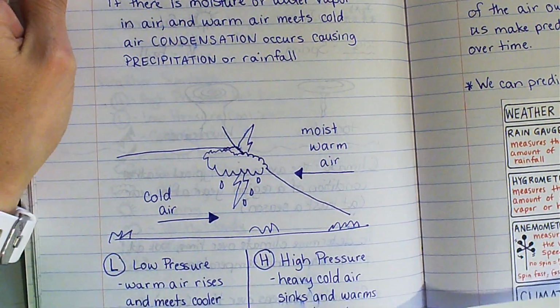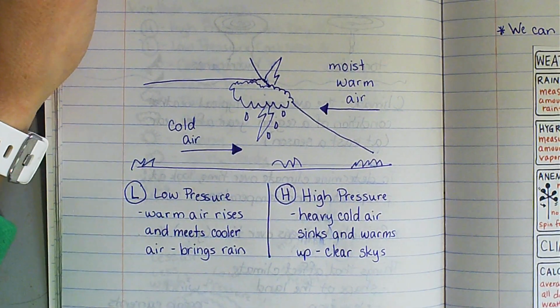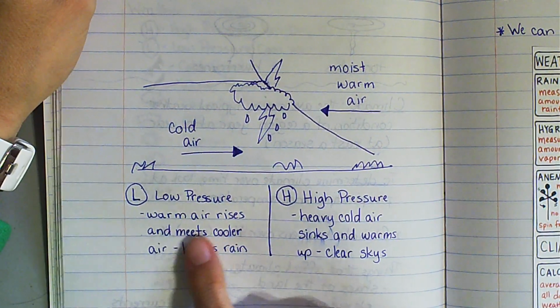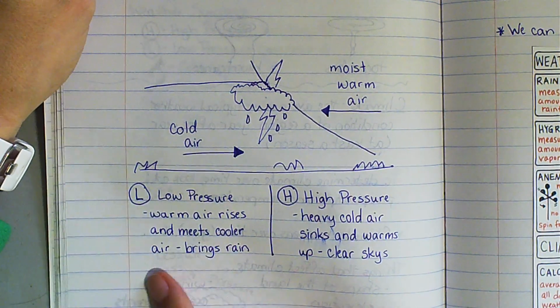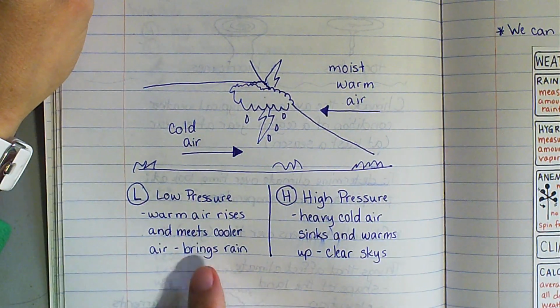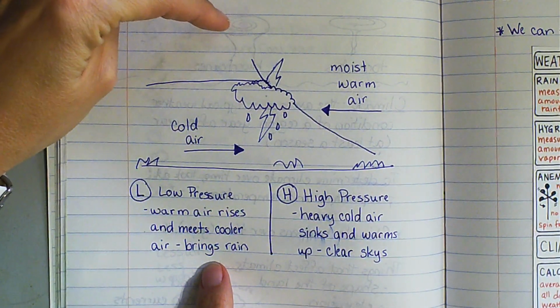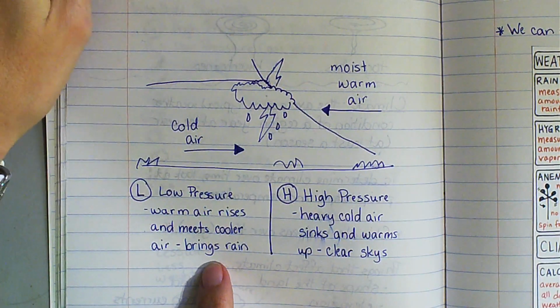Okay, now if you can remember, when you have a low pressure front, warm air is rising and meeting cooler air, and it's going to bring rain. It's going to cause rain. So that's what this is. This is a low pressure front because we have rain coming from it.